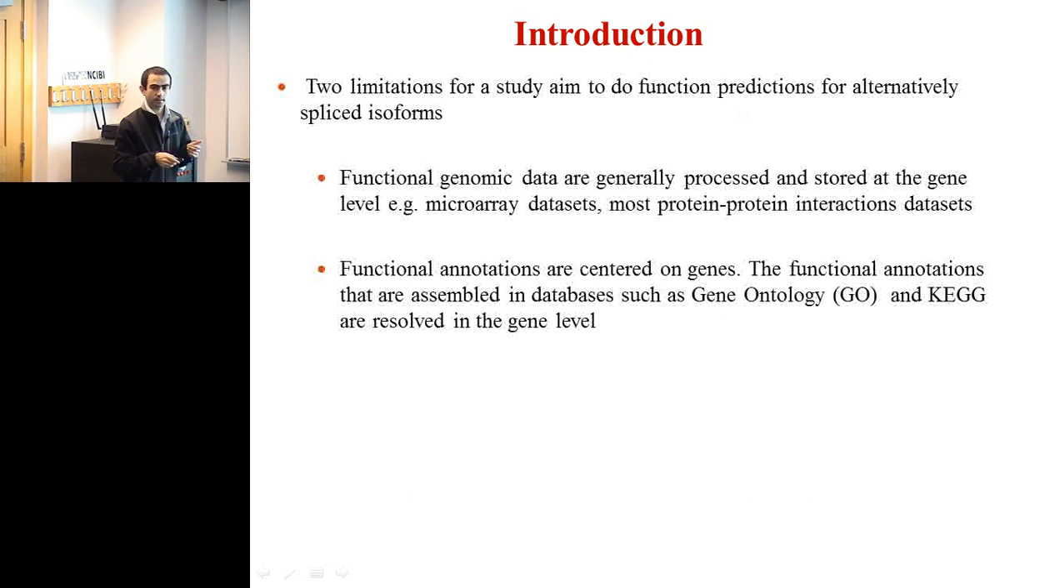So in this study, we are trying to overcome some of these difficulties. The two limitations that we faced are, first, the functional genomic data are generally available at the gene level, such as microarray datasets or most of the protein-protein interaction datasets. And the other limitation is that functional annotations are centered on genes. So in Gene Ontology or in KEGG, you see the annotations based on genes. So we'll try to overcome these limitations with our approach.